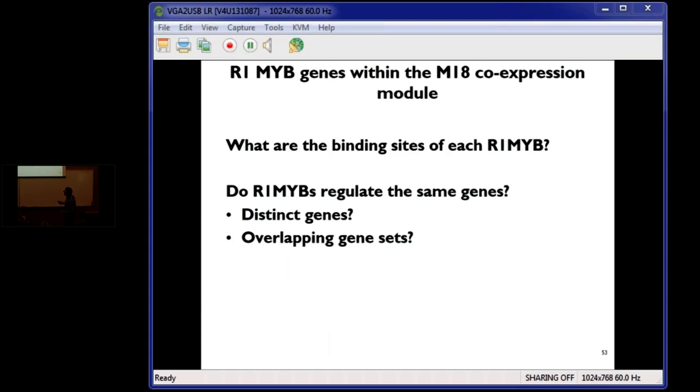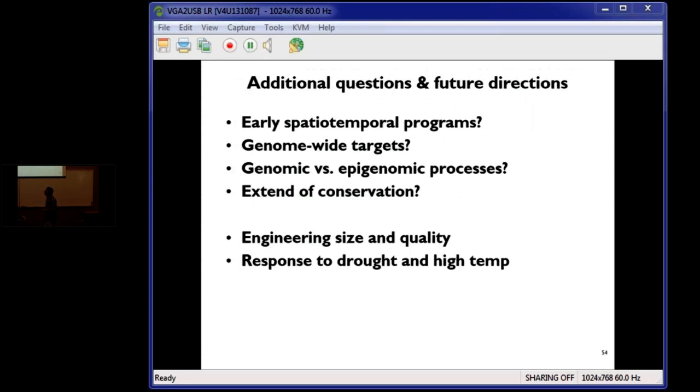So we are now trying to understand how the BETL genes, or genes expressed in BETL, are regulated. Are they regulated by distinct MRP1-like genes? Are they regulated in overlapping fashion? These are the kinds of questions we would like to address. Just to end, I'm sorry I'm going a little bit over time.